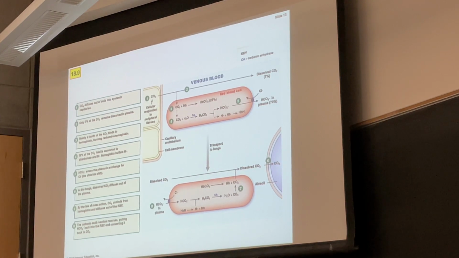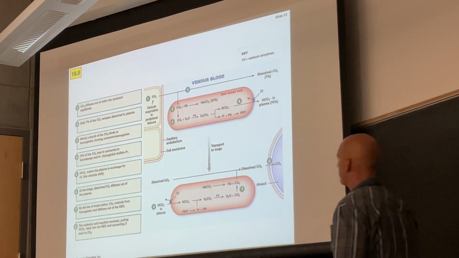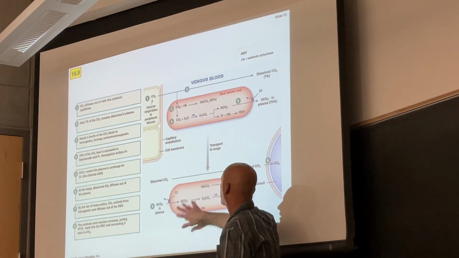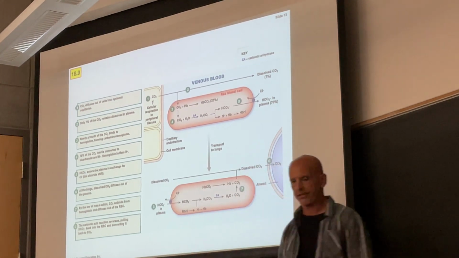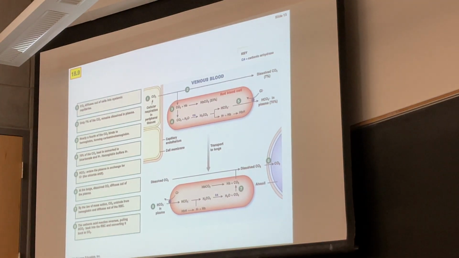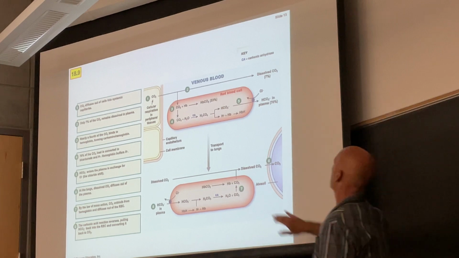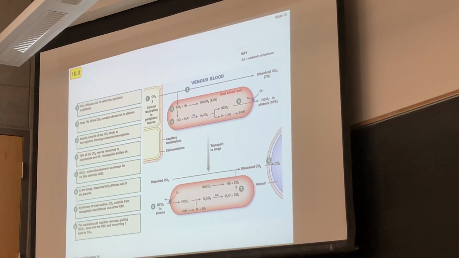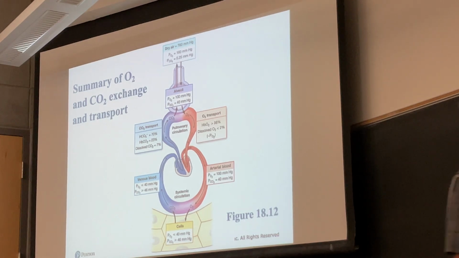So the big players are this bicarb ion, HCO3, floating around the plasma, and that extra hydrogen is picked up by the hemoglobin, ready to give it back when we need to turn this back into carbon dioxide so it can diffuse out into the lungs. Right, so that's basically everything that's happened, right?